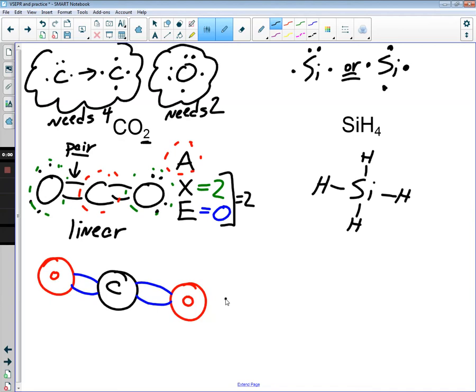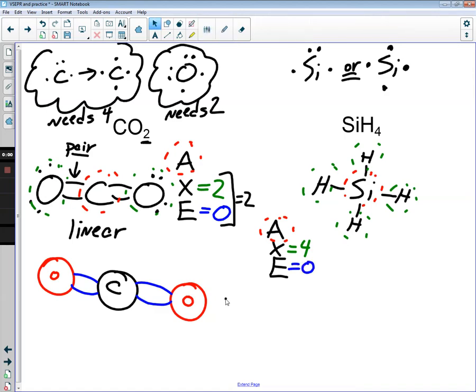Now let's go to our VSEPR and let's try and predict what this is going to look like. Again, using the AXE method. Central atom is who? You just said it's silicon, right? How many branches? 4 branches. 1, 2, 3, 4. So X is going to equal 4. Does silicon have any unshared electron pairs? No, it does not. So my E is going to equal 0. My steric number is going to be 4 plus 0, so it's going to equal 4.